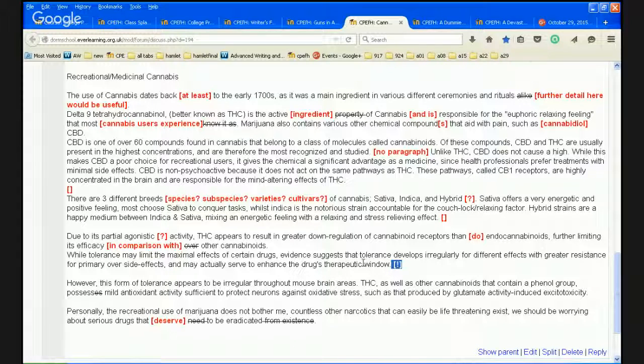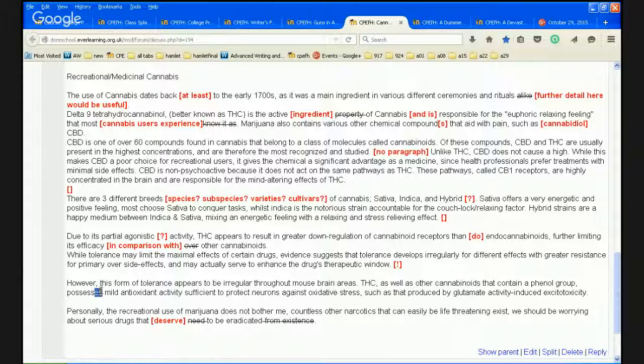The drug's therapeutic window. That's wonderful, because there we're talking about the time during which it's useful to take it before the body develops resistance to it, presumably, and that in fact may be longer for certain things, for certain effects than other effects. Very good.